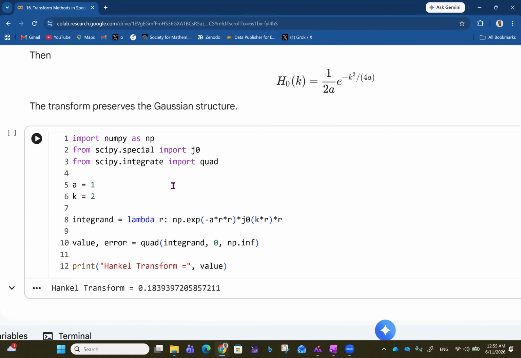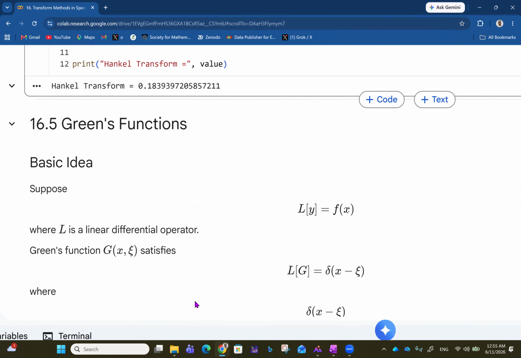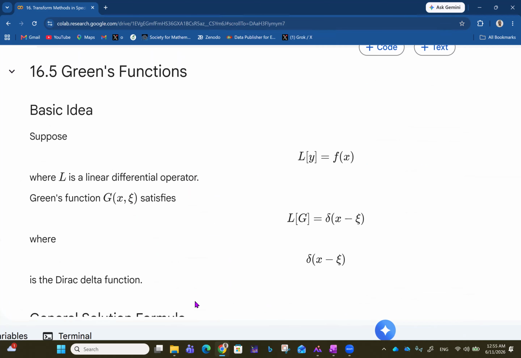So if you do this using SciPy, if you set a to 1 and k to be 2, and you evaluate that function for J0, you have the Hankel transform to be 0.183939720585721, like that. And then we'll move on to the Green's function.